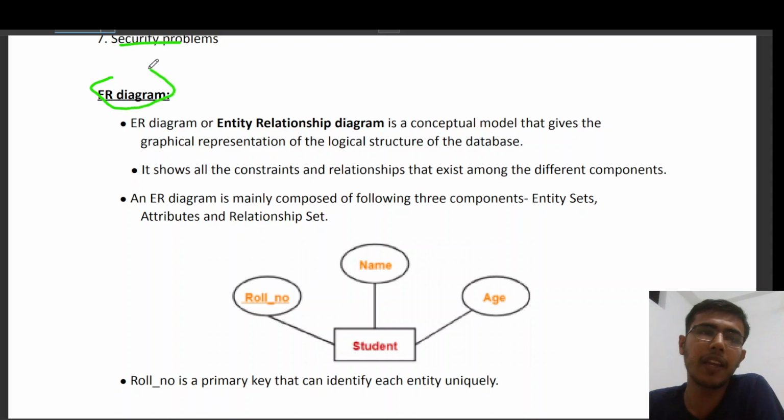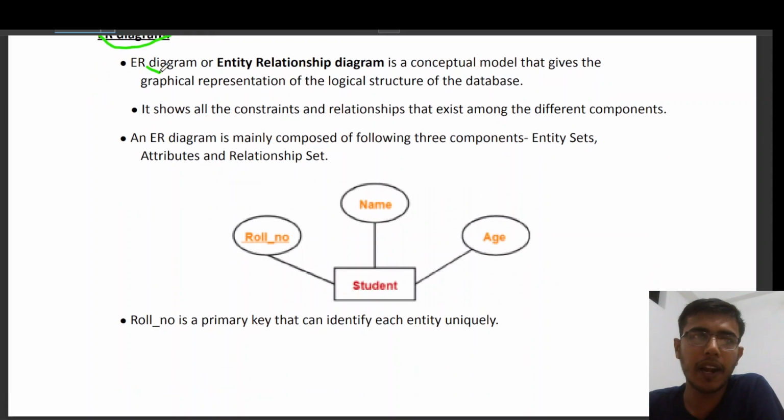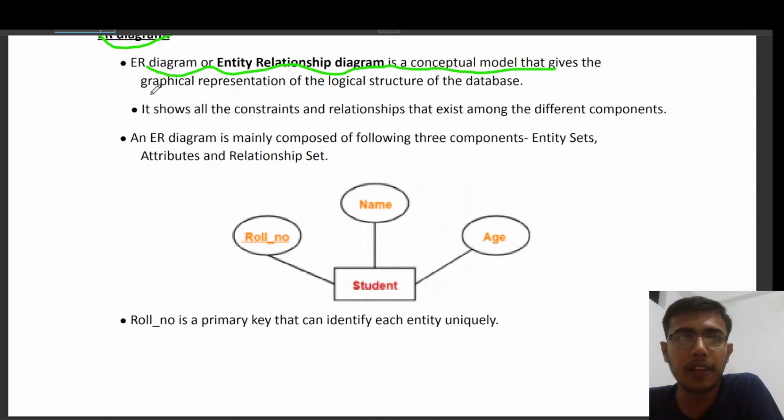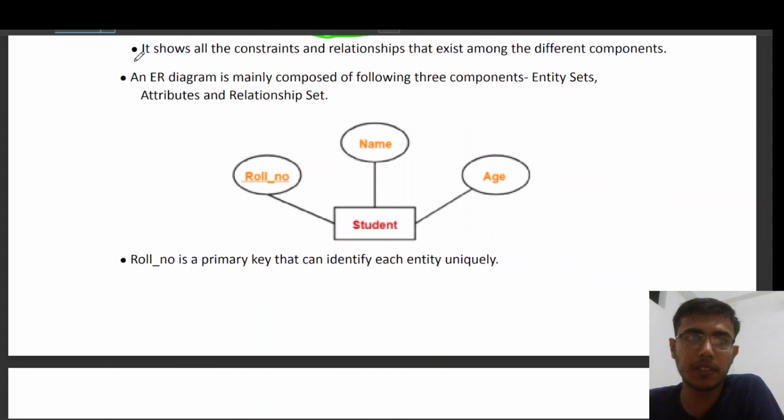Now we come to the ER diagram. ER diagram basically stands for entity relationship diagram, right? So ER diagram or entity relationship diagram is a conceptual model. It is basically a conceptual model that gives the graphical representation of the logical structure of the database, right? It shows all the constraints. Constraints means all the rules and relationships that exist among the different components.